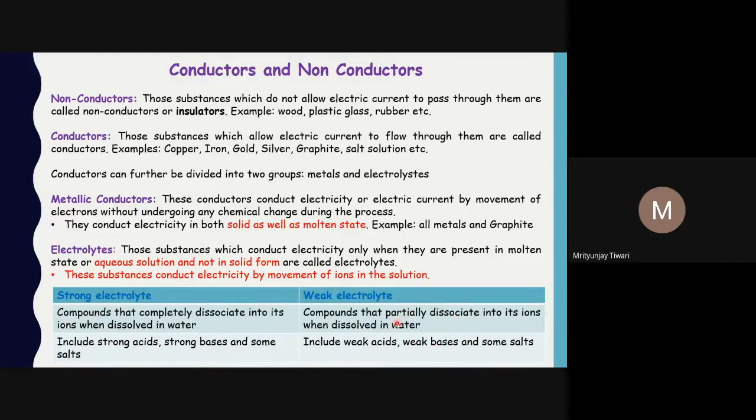Weak electrolytes are compounds that partially dissociate into their ions when dissolved in water. This includes weak acids. We know weak acids produce only a few H+ ions per molecule, and for weak bases we see only a few OH- ions. Not all the molecules of weak bases are involved in producing OH- ions. And some salts too. What are those salts? As I said, if the lattice energy is very high and cannot be compensated or overcompensated by the hydration energy, those salts will behave as weak electrolytes.